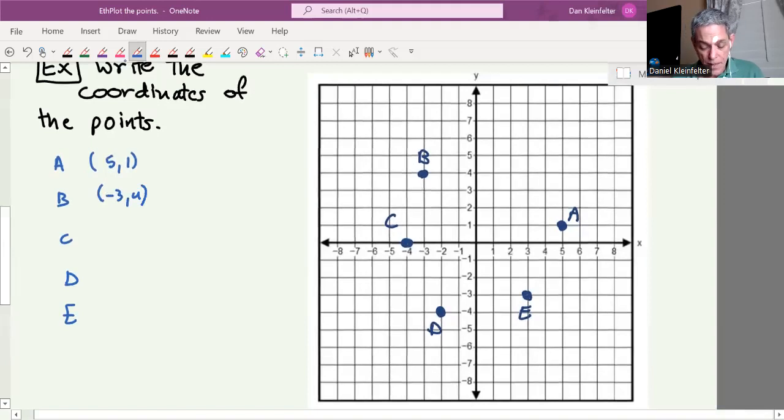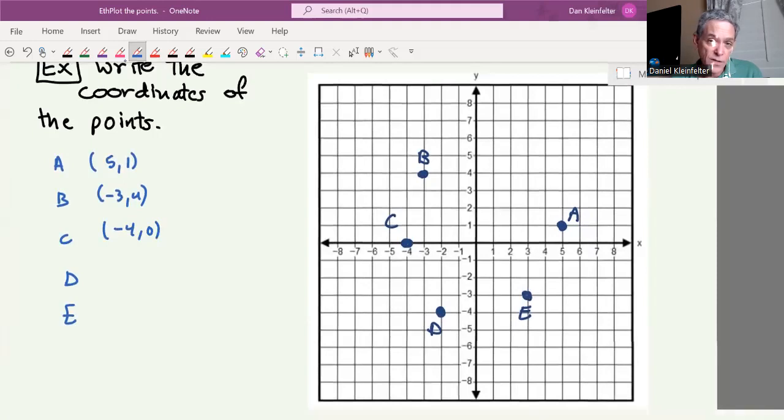For C, x is -4 and y is 0. For D, x is -2 and y is -4. And finally, for E, we have 3, -3.